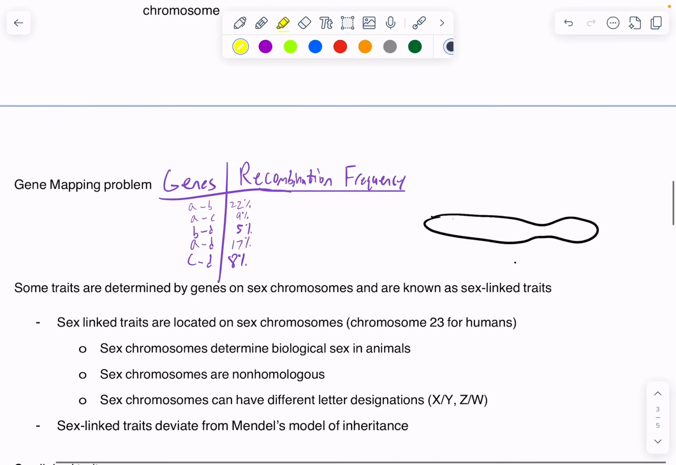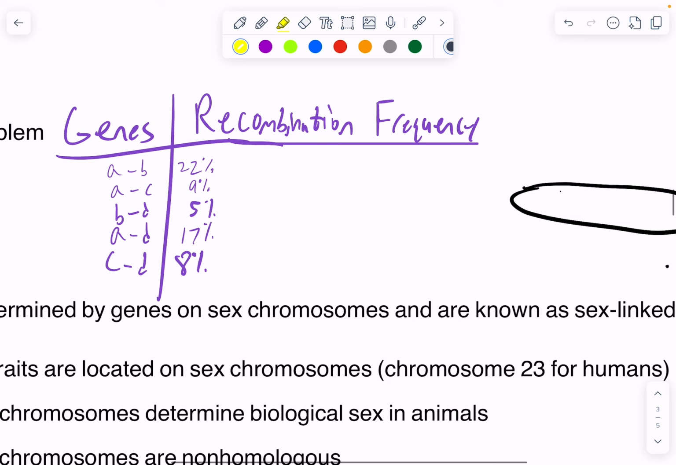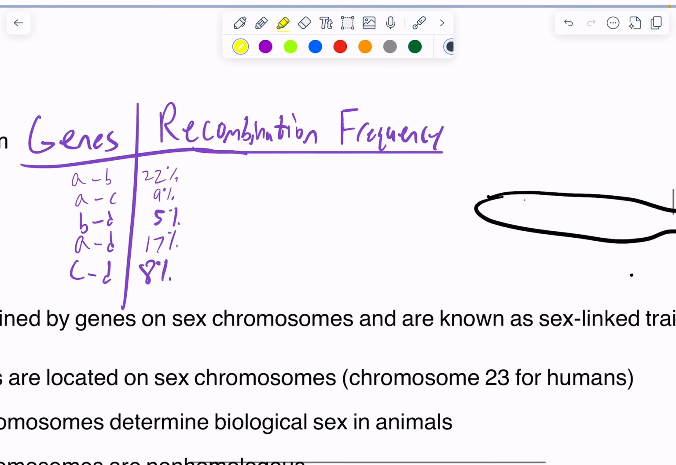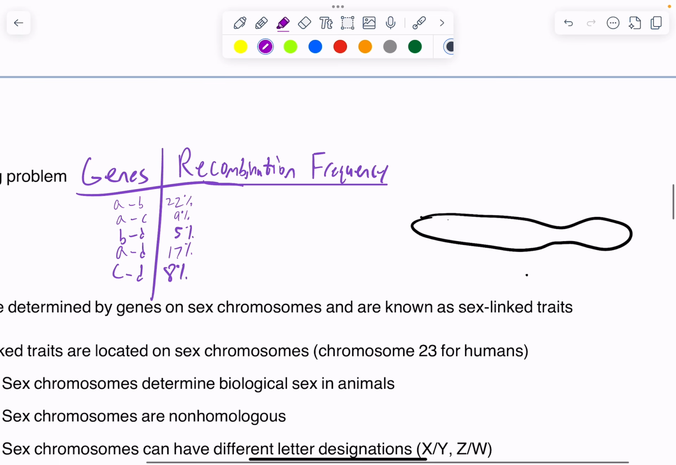And so we have an example problem down here. We have genes. I wrote out a few different types of genes, A, B, C, and D. And then I wrote down some recombination frequencies, meaning how often do they cross over with one another in a recombination event. I just drew a chromosome off to the right. We want to be able to figure out the order that the genes are found in. And to do that, we just have to map it out.